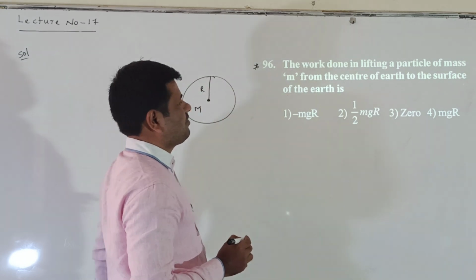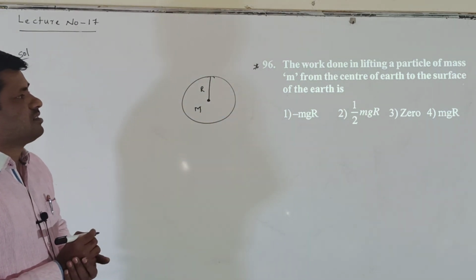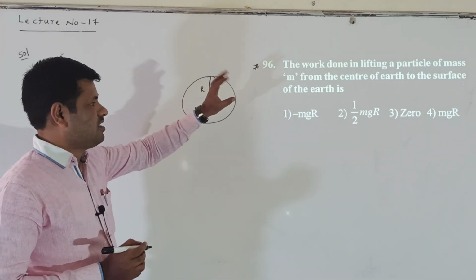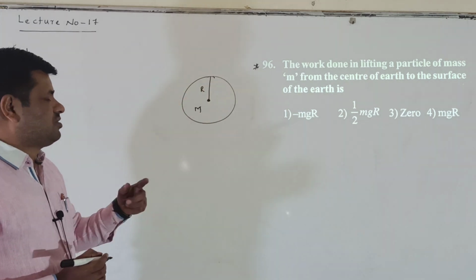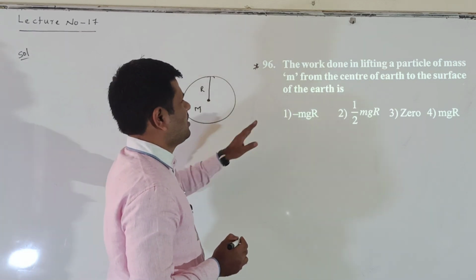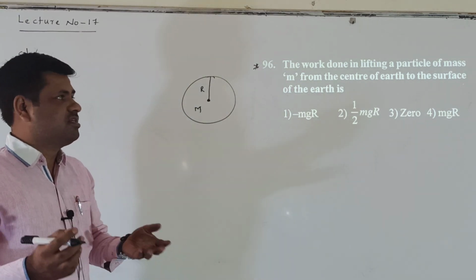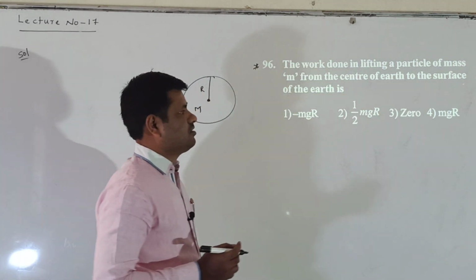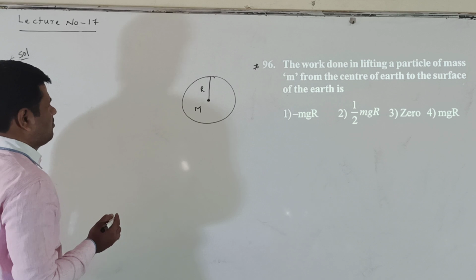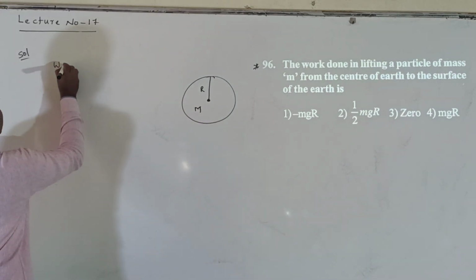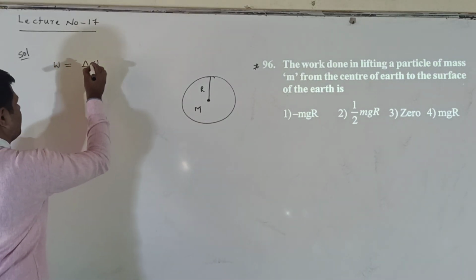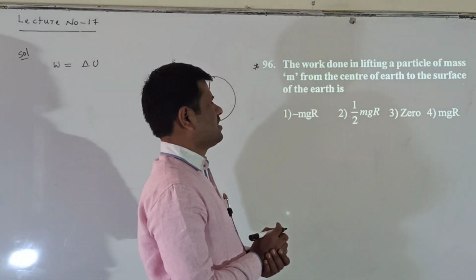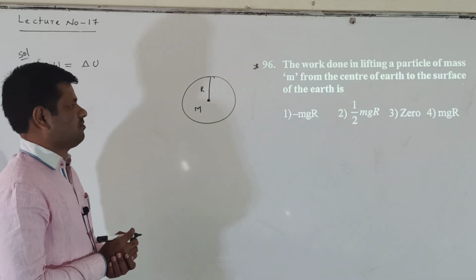Here, the work done in lifting a particle of mass m from the center of the earth to the surface of the earth means that work done is stored in the form of potential energy, or change in the potential energy. What is the change in the potential energy we are finding here? That change in the potential energy is stored in the form of the work done. So work done is equal to change in the potential energy when the particle is lifting from the center of the earth to the surface of the earth.